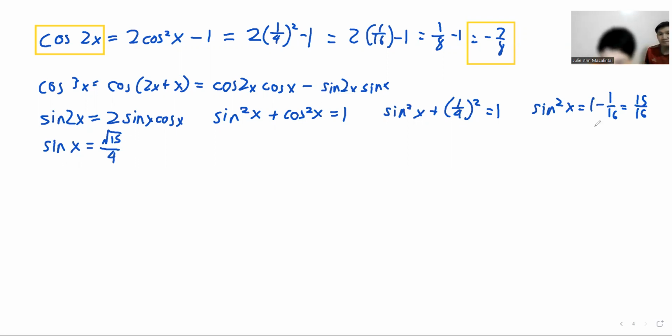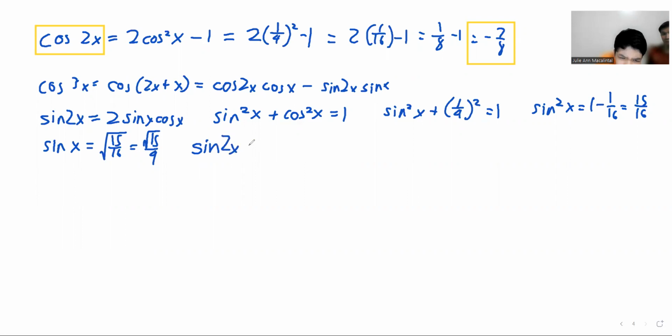How did you get that? Square root. You show them, for those who are trying to learn. Okay, square root of 15 over 4.